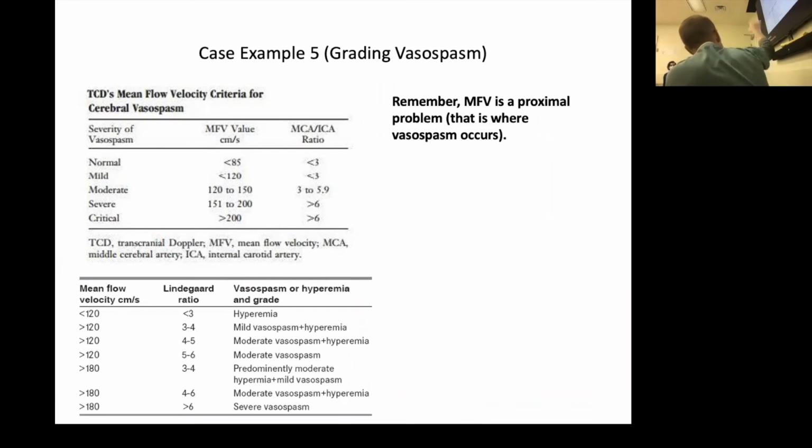And again, just a summary of the interaction between hyperemia and severe vasospasm, and why it's important for the Lindegaard ratio and for the mean flow velocities.